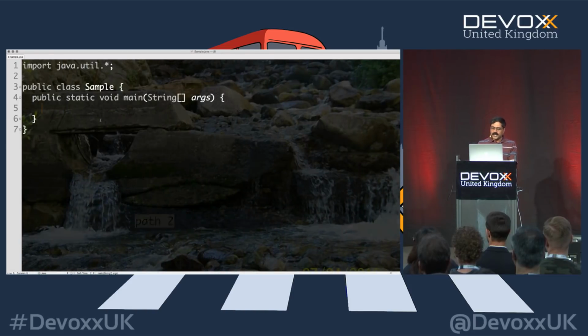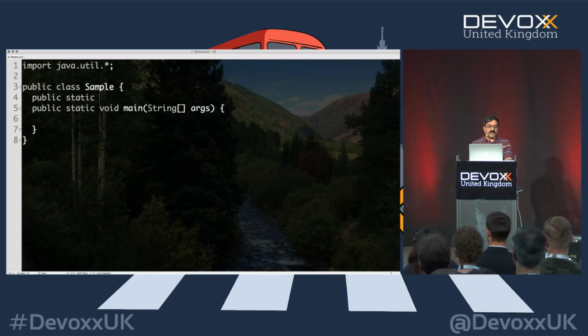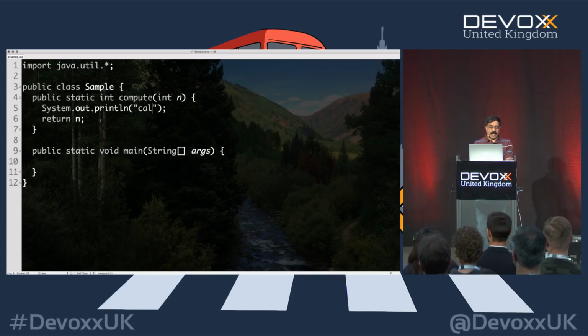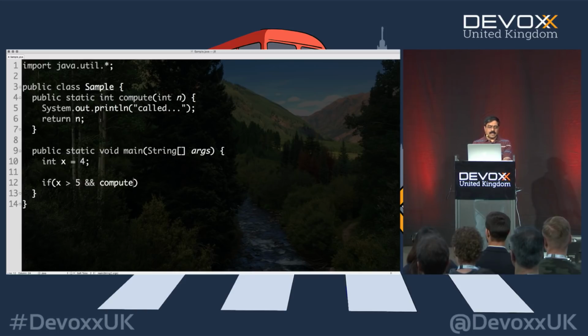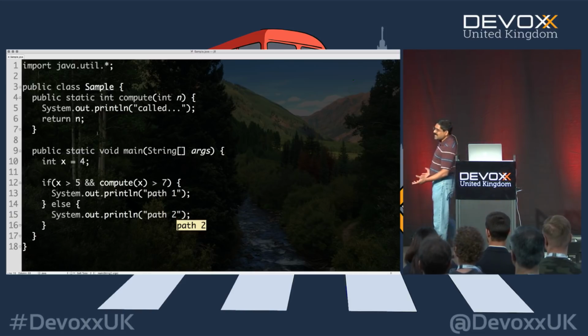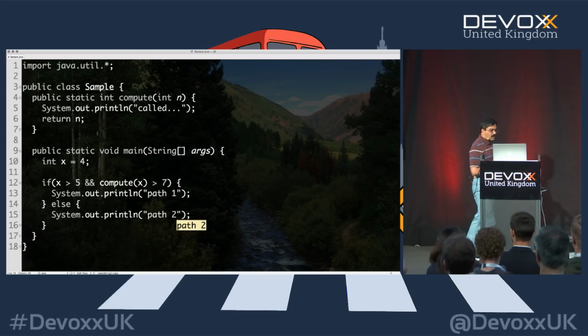I'm going to switch over really quickly to Java just for a second. I'm going to say public static int compute, and this is the number n that I'm receiving, return the value n. In this case, of course, I'm going to output "called" over here. And very much so, I'm going to say x is equal to 4. And then, of course, if x is greater than 5 and the compute of x is greater than 7, pretty much writing the exact same code, in Java, I'm going to print path 1. Otherwise, else, I'm going to output path 2. And clearly in Java, it didn't call the method either. So we all can celebrate short-circuiting. Every single language does that.